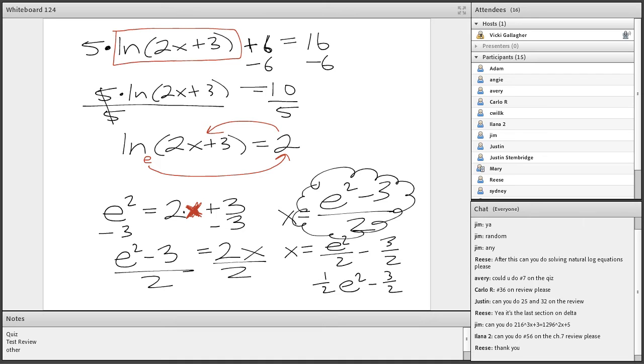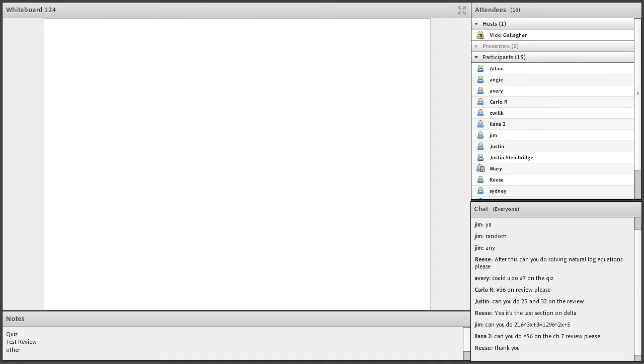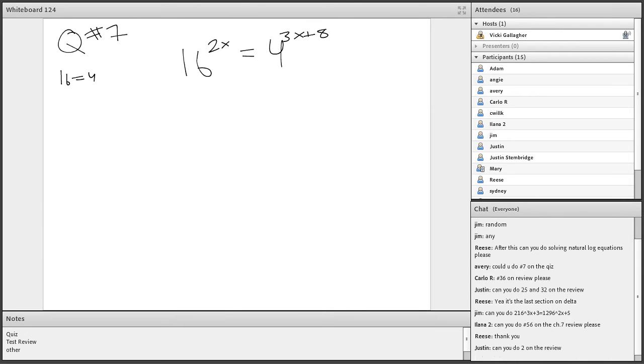Oh yeah, and this is like the ones we were kind of doing earlier. So this is quiz number 7, and it says 16 to the power of 2x equals 4 to the power of 3x plus 8. So again, just like the ones we were doing earlier from Delta Math, the exponential equation's common base, you want to try to write the 16 and the 4 both as the same number. You have two options here. 16 is actually 4 squared, which is probably the easiest of the two options.